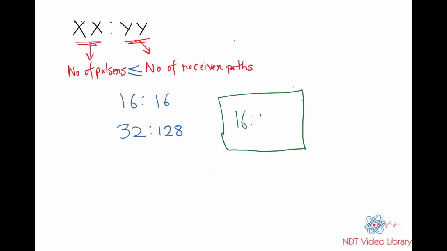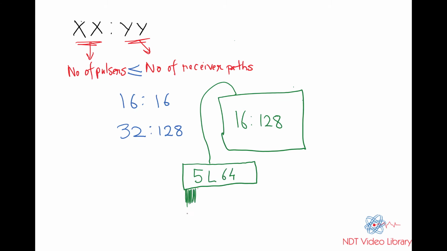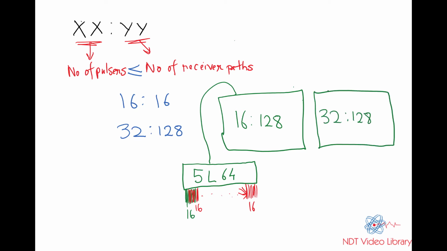Now, for example, let's consider you have an instrument that is 16/128 and a transducer that is 5L64. You can fire 16 elements at a time, all the way from the first element to the last element, in sets of 16. Whereas if you have another instrument that is 32/128, you could fire 32 elements at a time. But if you use a 5L16 transducer, you're still going to fire only 16 at a time.